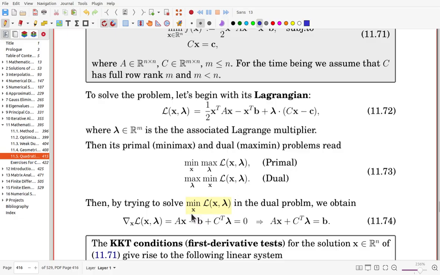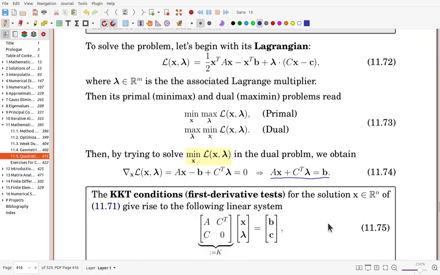Now we'll first try to minimize the Lagrangian by using a calculus technique. We obtain that the derivative with respect to x of the Lagrangian is 0. Along with this equation, we can find a relationship between x and lambda. Okay, it can be written in this way. That's the first KKT condition.